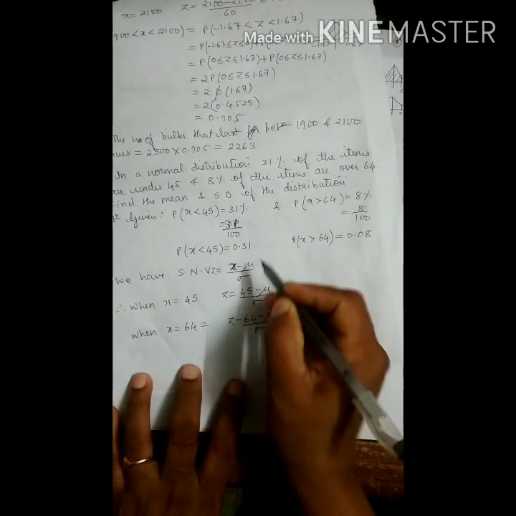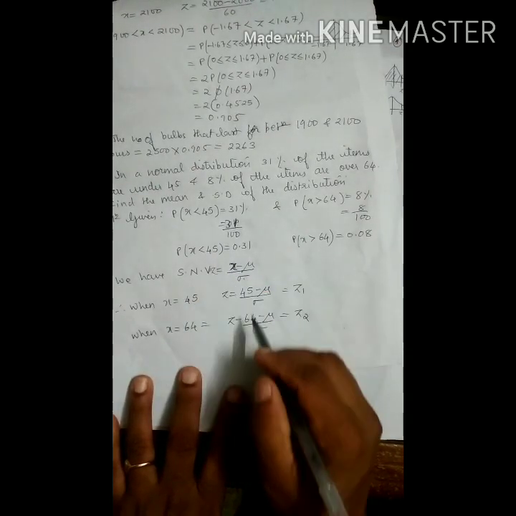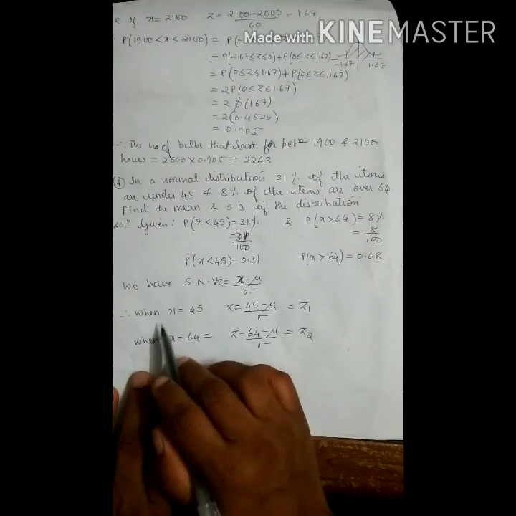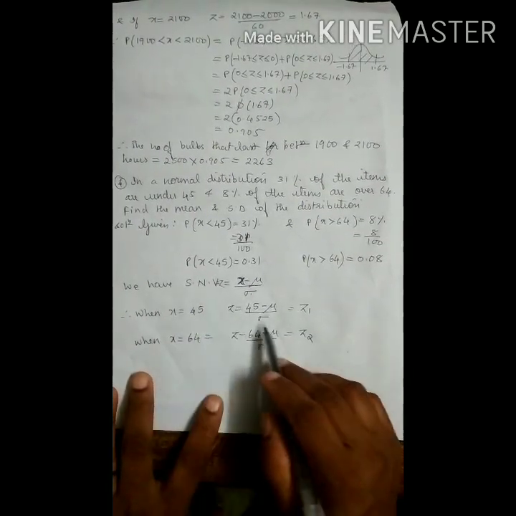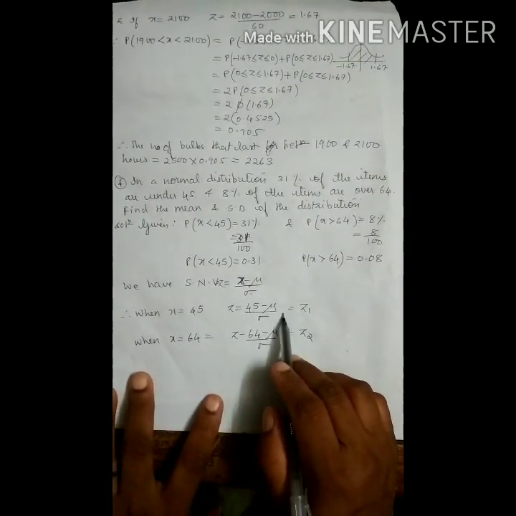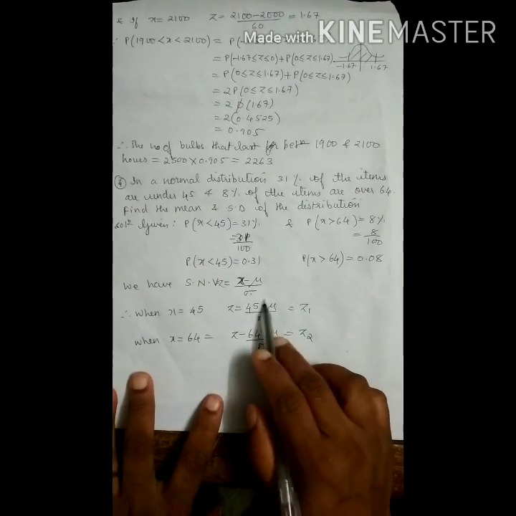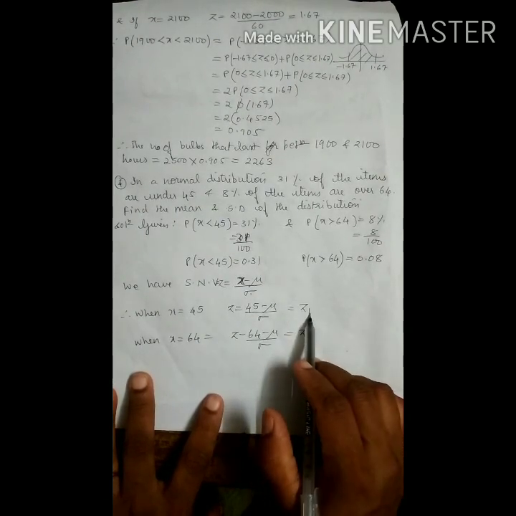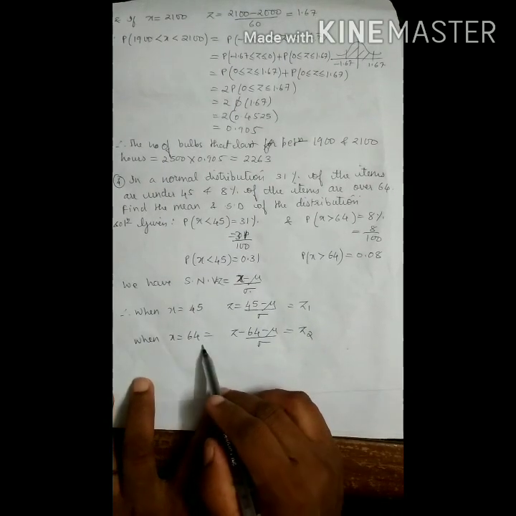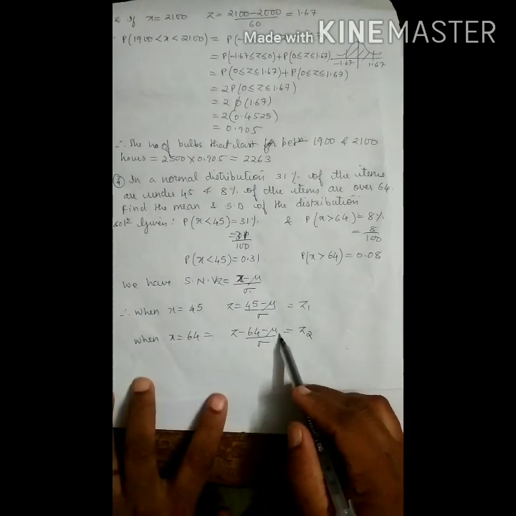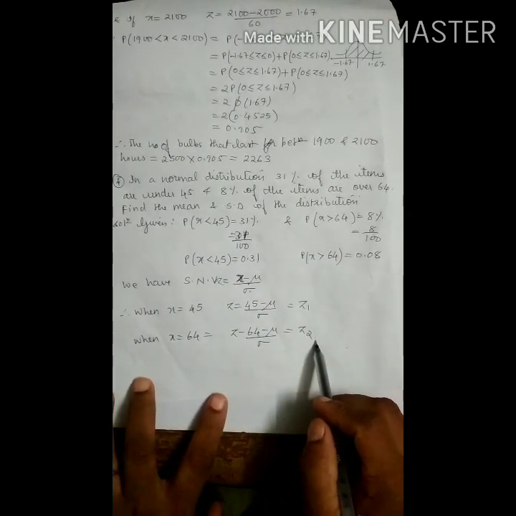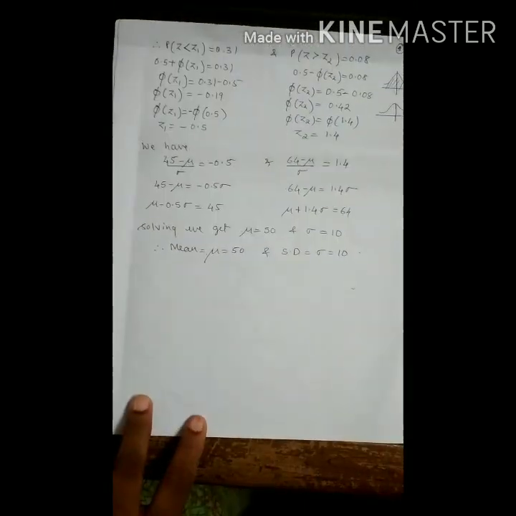We know that z is equal to x minus mu upon sigma, the standard normal variate. As they are telling, x is 45, find what is z. We don't know mu, we don't know sigma, so I don't have this value, so represent it as z1. Next, x is 64, but I don't have mu and sigma, so denote that as z2.